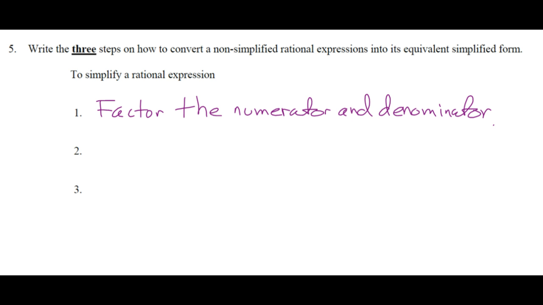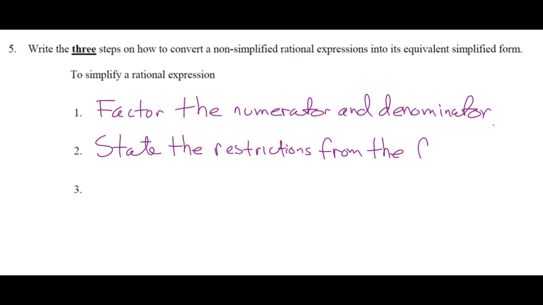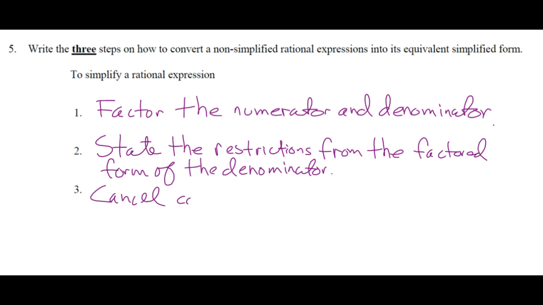We will then state the restrictions from the factored form of the what? Denominator. Only the denominator, right? We don't care about the numerator. From the factored form of the denominator, and then cancel common factors. And that leads to the simplified form.